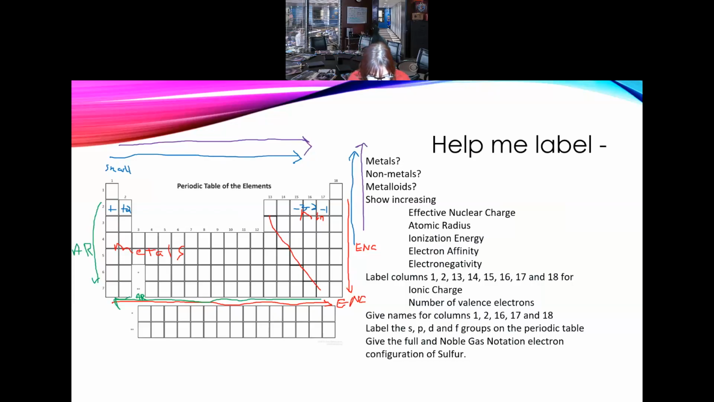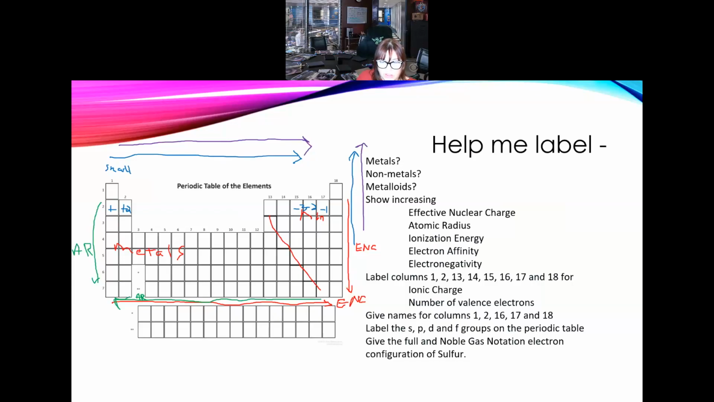When we talk about electronegativity, we know that that is directly related to how much I want those electrons if I'm in the same bond. So things with higher electronegativity are as we go towards fluorine. So over to the right and up. So higher electronegativity as we go over to the right and up.